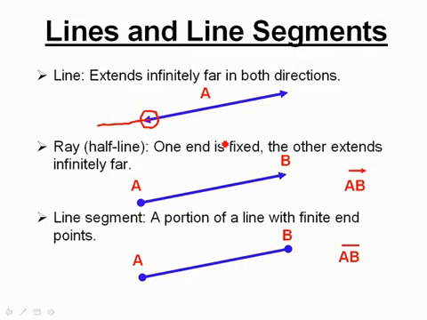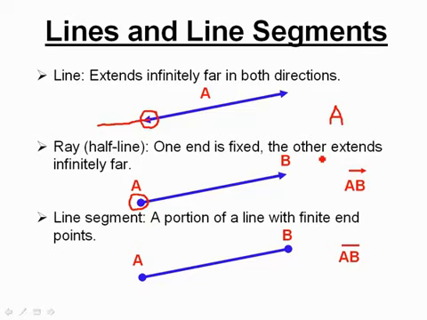Exactly. Whereas a ray, sometimes referred to as a half line, has one fixed point, you'll see the little dot there, and the other end extends infinitely far. For a ray, you'd say the two points, A, B, with a little arrow over it to show that it goes infinitely far in B. A line, you would just say line A.